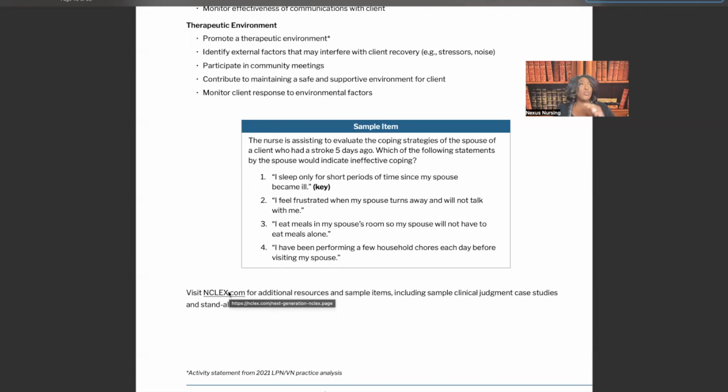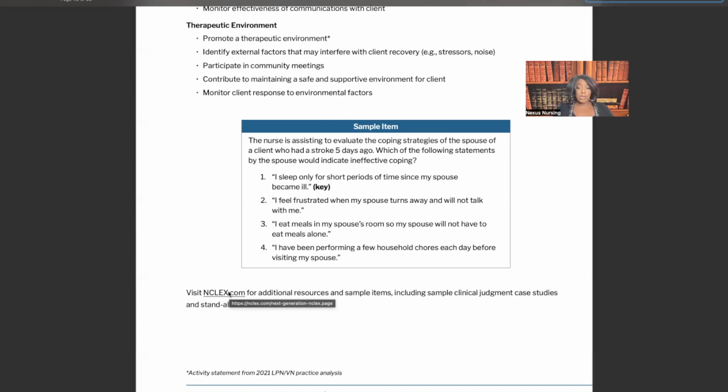Remember, I told you when you're reading and you see those all-inclusive words such as only, always, never, it's not good, right? Because there's usually exceptions to the rule. Look at this. I sleep only for short periods of time since my spouse became ill. This patient's not getting enough sleep. So if they're not caring for themselves, getting enough sleep, how are they going to be able to care for their loved one? That is ineffective coping.